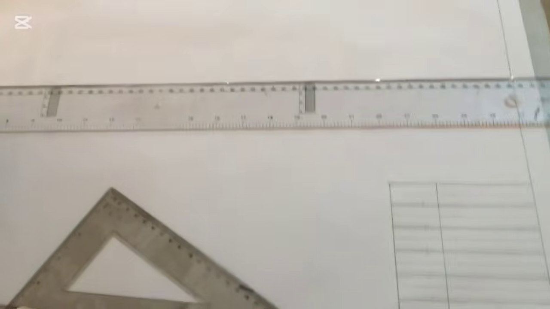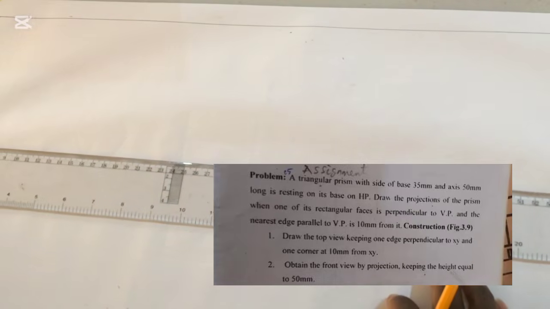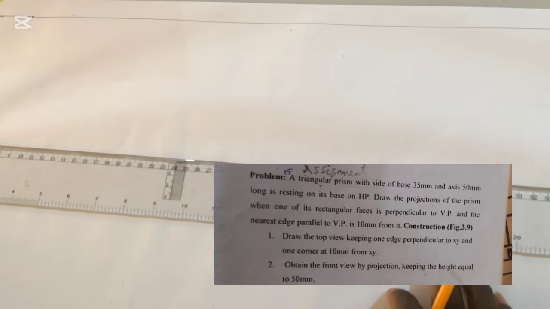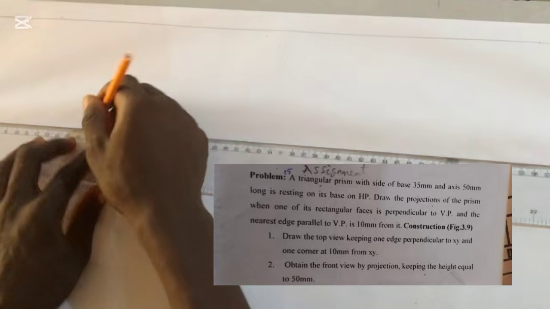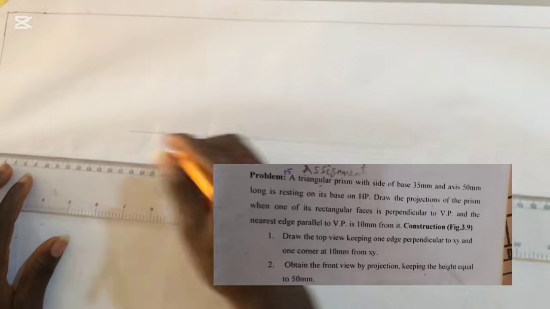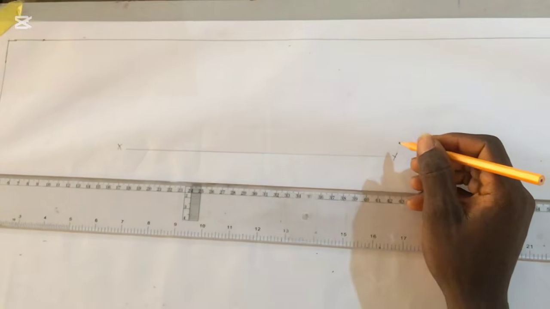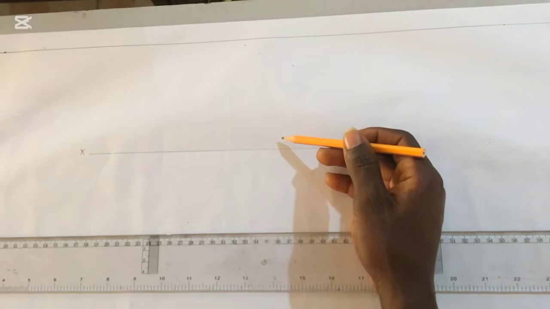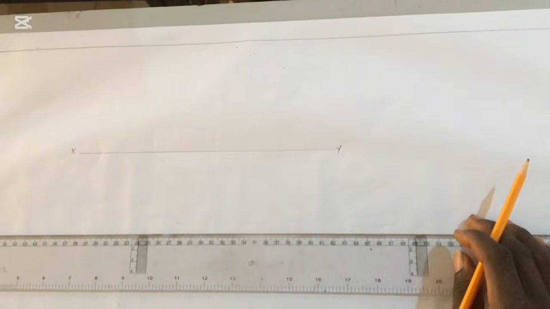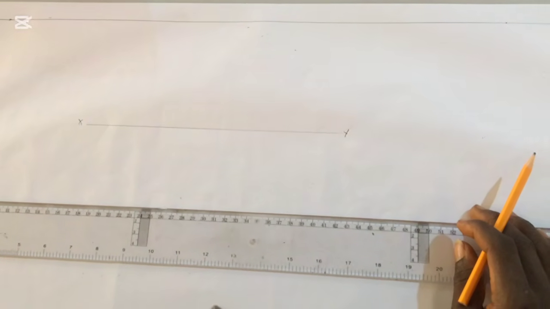So the question says it's going to be displayed on the screen. As the question has been displayed on the screen, you have to draw the top view, keeping one edge perpendicular to XY. First thing you draw is your XY plane, or your XY line rather. So you name it XY. And note that the top view is always below the line, while the front view is always above the line. So now we are keeping one edge perpendicular to XY.